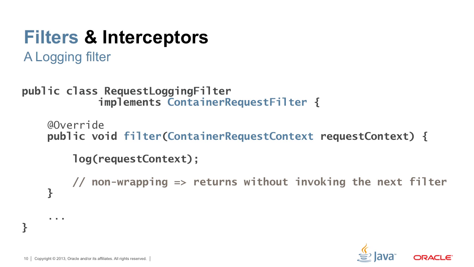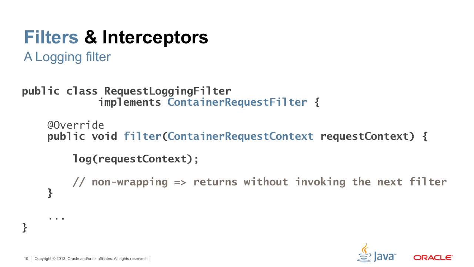A filter is implemented using a class that implements a particular interface. In this case, we're talking about a container request filter, so this is a server-side filter. It overrides a single method called filter that receives a container request context object, and then the context object provides access to anything related to the request. So in this case, we assume we have a log method that takes that request context and is going to do the logging for us.